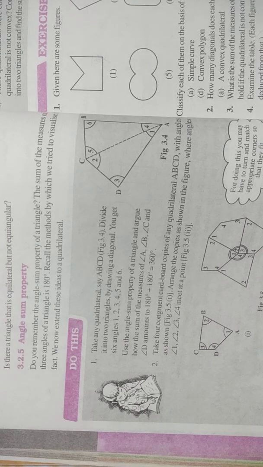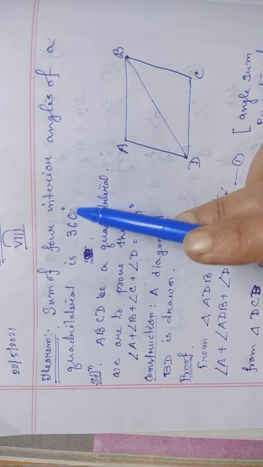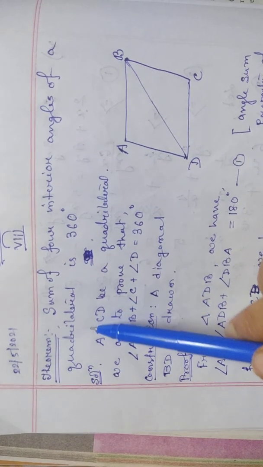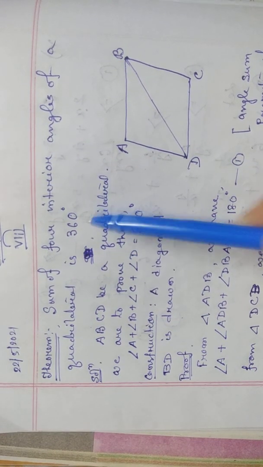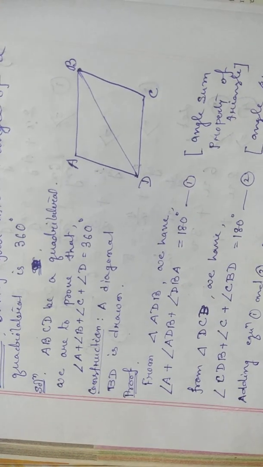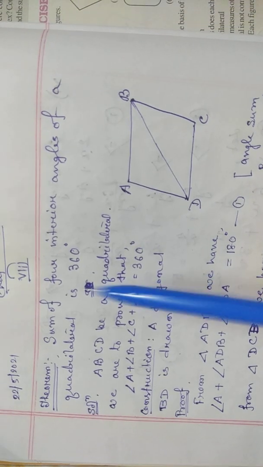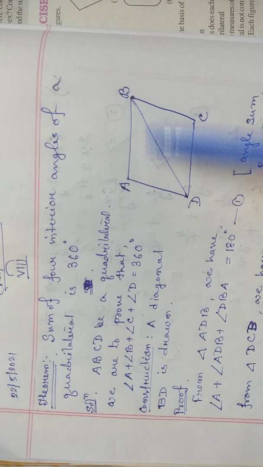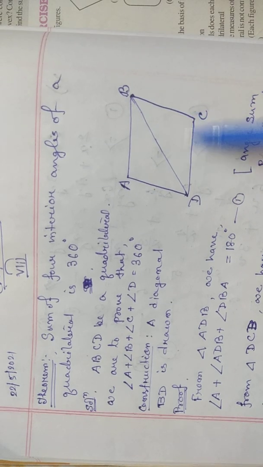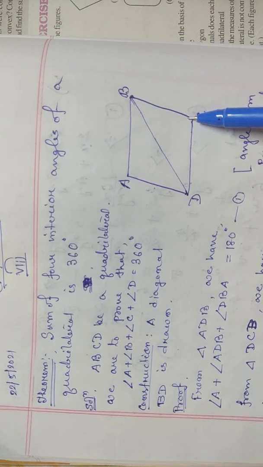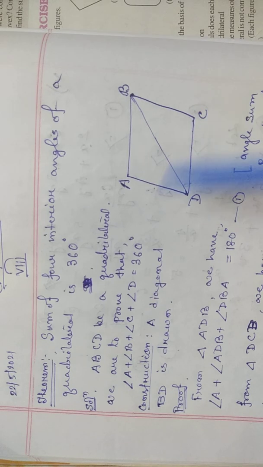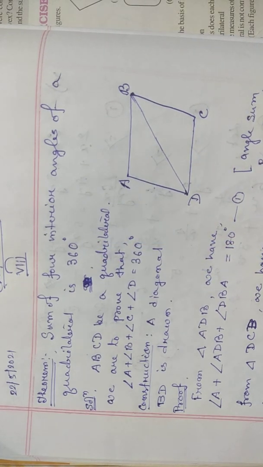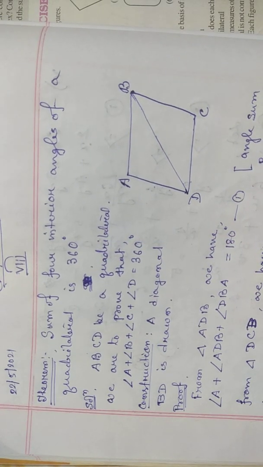So what is the angle sum property of a quadrilateral? The sum of four angles of a quadrilateral is 360 degrees. 360 degrees. A quadrilateral's interior angles, there are 4 angles. If you add all the 4 angles, then you find it is 360 degrees. That is the angle sum property of a quadrilateral.